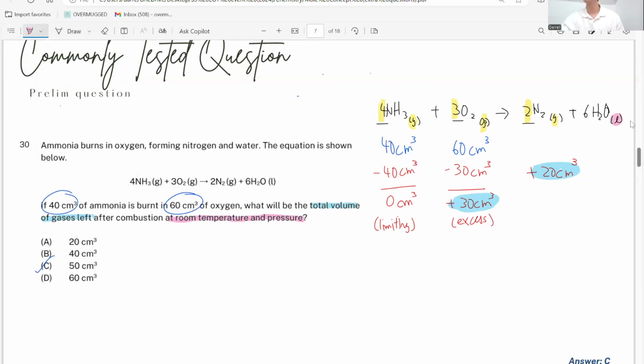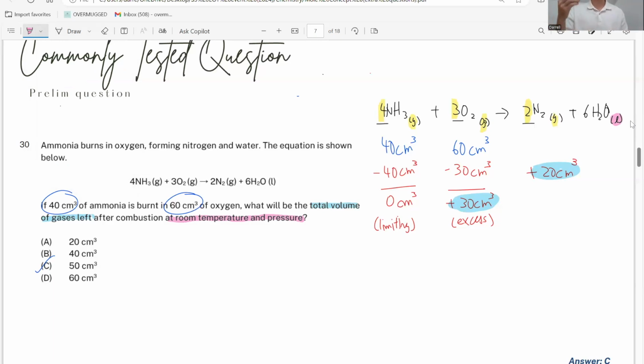Liquid law, right? So is it a gas? No. So we don't add in the water, even though it is part of the equation. Can? Easy? Not really. But must you learn this? Definitely.